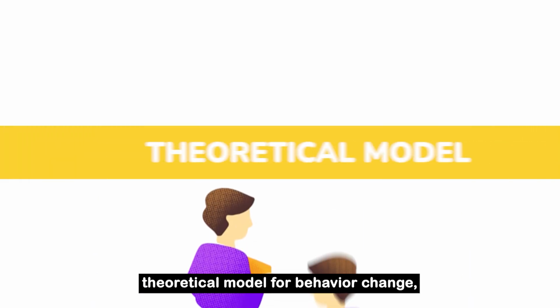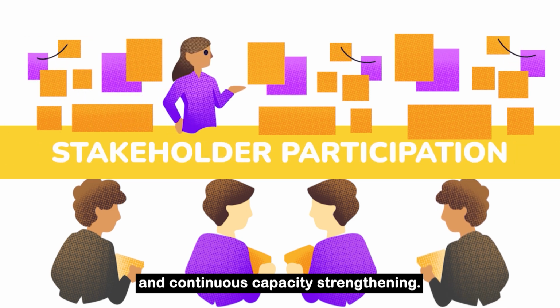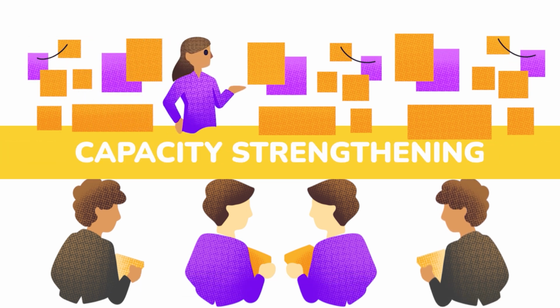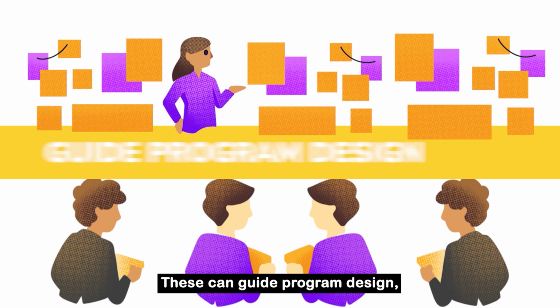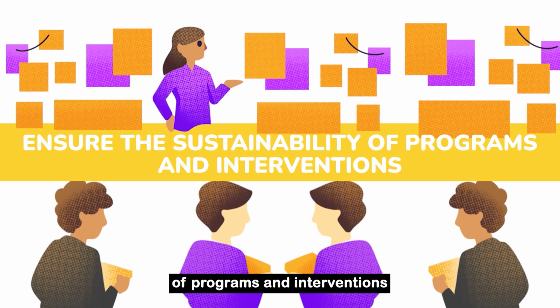Fundamental to the P process is the selection of an appropriate theoretical model for behavior change, meaningful stakeholder participation, and continuous capacity strengthening. These can guide program design, foster ownership among partners, and ensure the sustainability of programs and interventions.